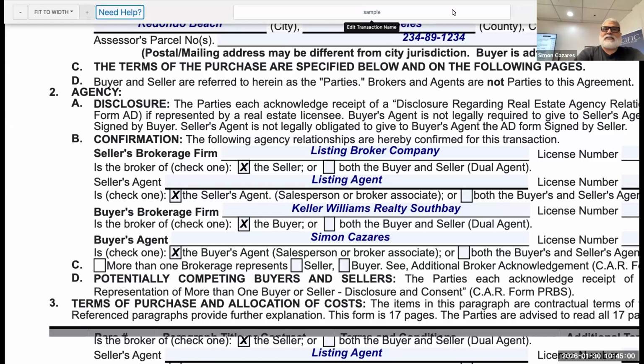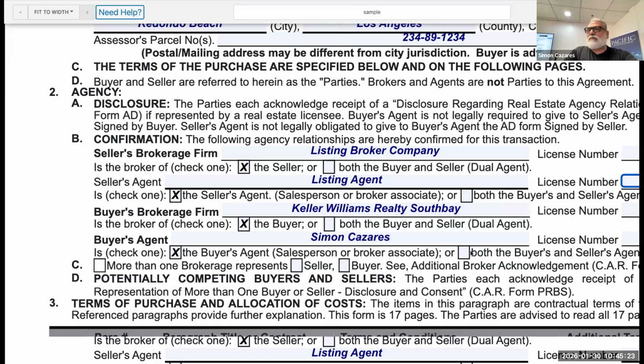The next section is the listing agent's name. Okay, so you're going to put the agent's name. If it's Tom Jones, you're going to put Tom Jones. If it's Rebecca Smith, you're going to put Rebecca Smith. You're also going to put her or his license number as well to reference that she is the one representing the seller. The buyer section, pretty self-explanatory.